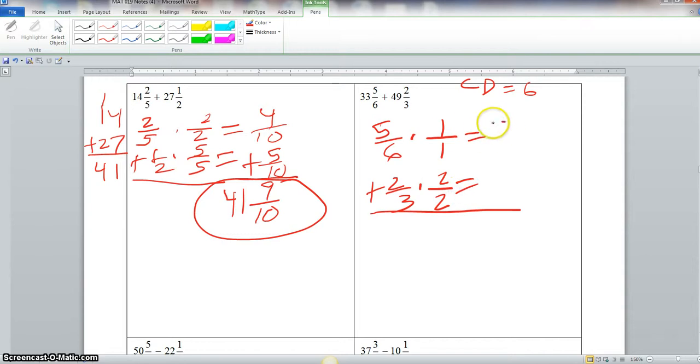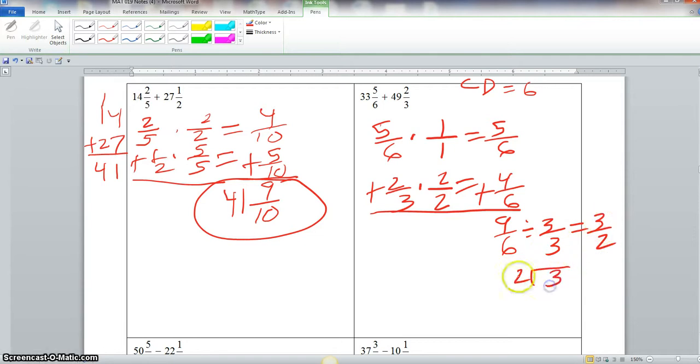So we will have 5 times 1 is 5, 6 times 1 is 6, plus 2 times 2 is 4, and 3 times 2 is 6. 5/6 plus 4/6 we know is 9/6. Now we can simplify this 9/6 by dividing the numerator and denominator by 3, and this would give us 3 halves. Now we could take 2 into 3. 2 goes into 3 once, and we'll have a remainder of 1. So now we know that this mixed number would be 1 and 1/2.